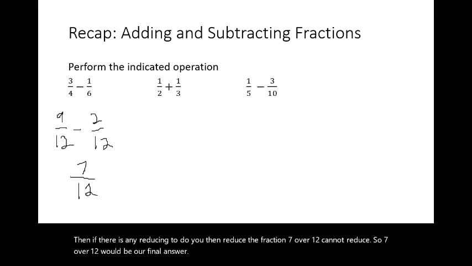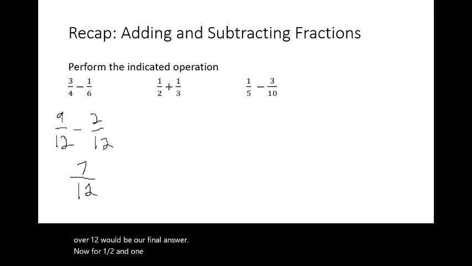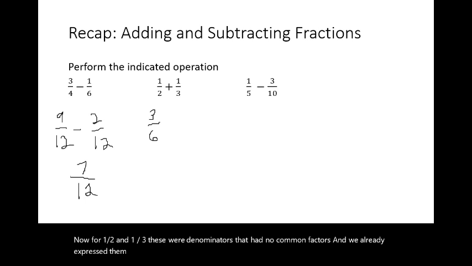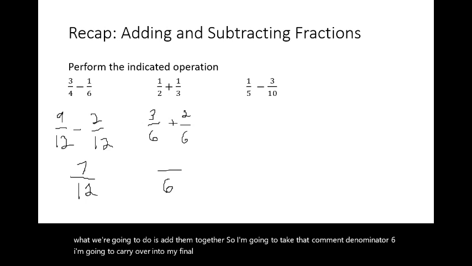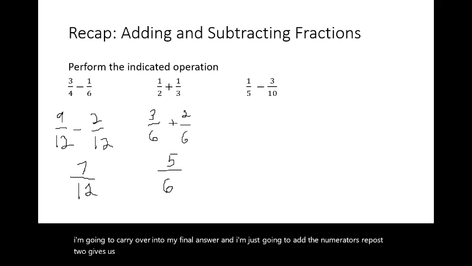Now for 1/2 and 1/3, these were denominators that had no common factors, and we already expressed them in terms of their common denominator, 3/6 and 2/6. So now what we're going to do is add them together. So I'm going to take that common denominator 6, I'm going to carry it over into my final answer, and I'm just going to add the numerators. 3 plus 2 gives us 5. And since 5/6 does not reduce, this is our final answer.